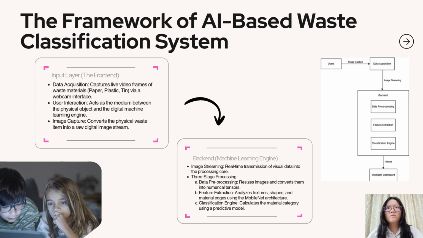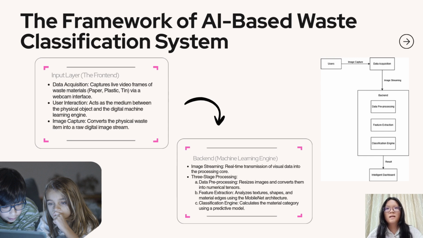The captured video stream is then converted into raw digital image frames, which are processed by the machine learning model for feature extraction and classification. So for the backend, once the image is captured, the system performs image streaming to transmit the visual data in real time into the processing cores.